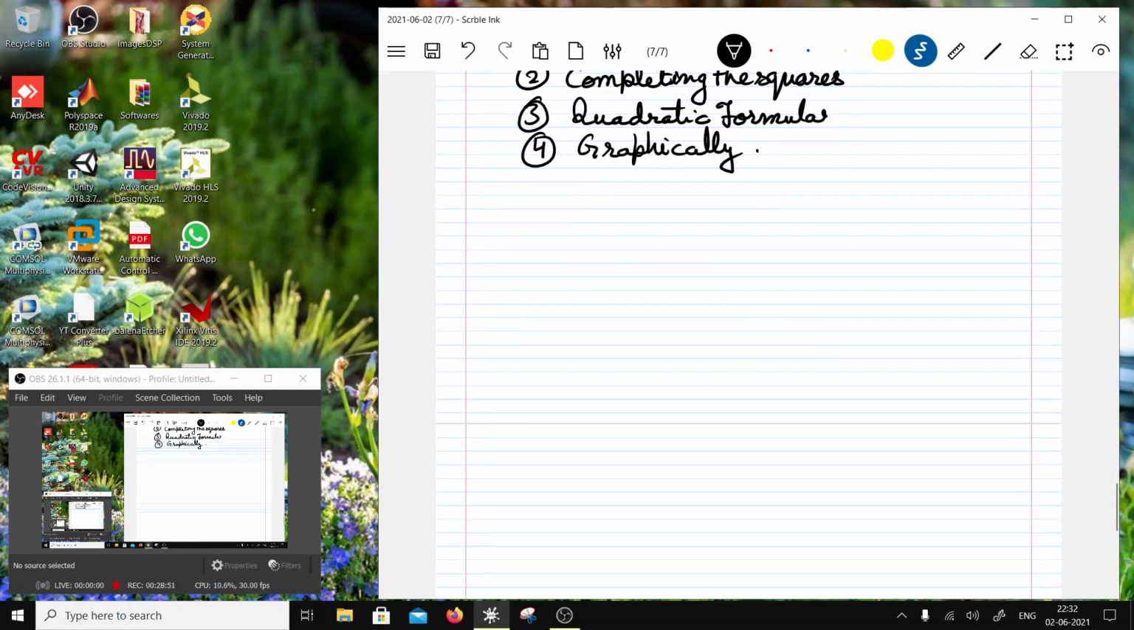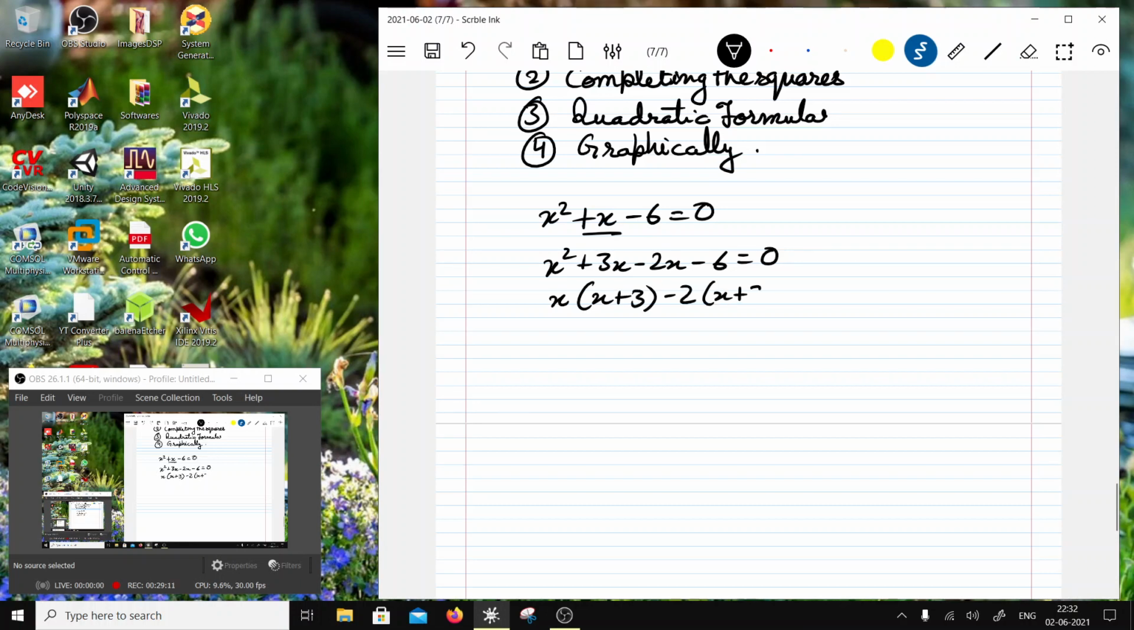Okay, so let's look at an example. Let's say that there is x square plus x minus 6 equal to 0. Now this can be split up into x square plus 3x minus 2x minus 6 equal to 0. So this can be written as x into (x plus 3) minus 2 times (x plus 3) equal to 0, or (x minus 2)(x plus 3) equal to 0. So x equal to 2 or x is equal to minus 3. So 2 and minus 3 is the answer.